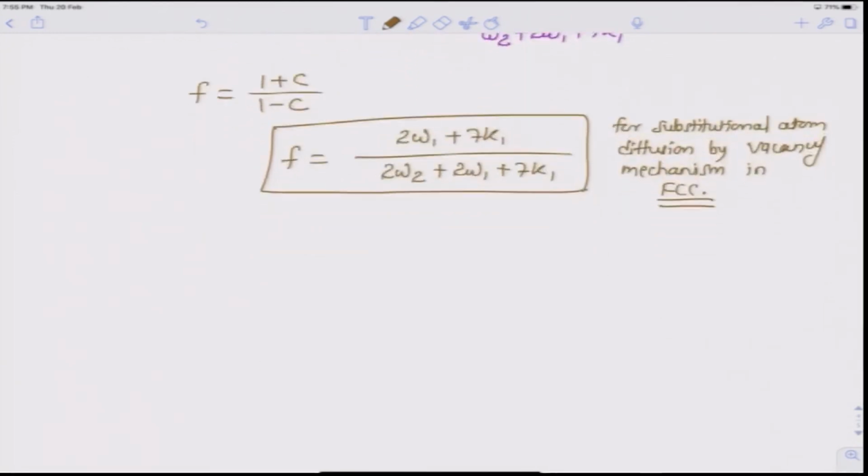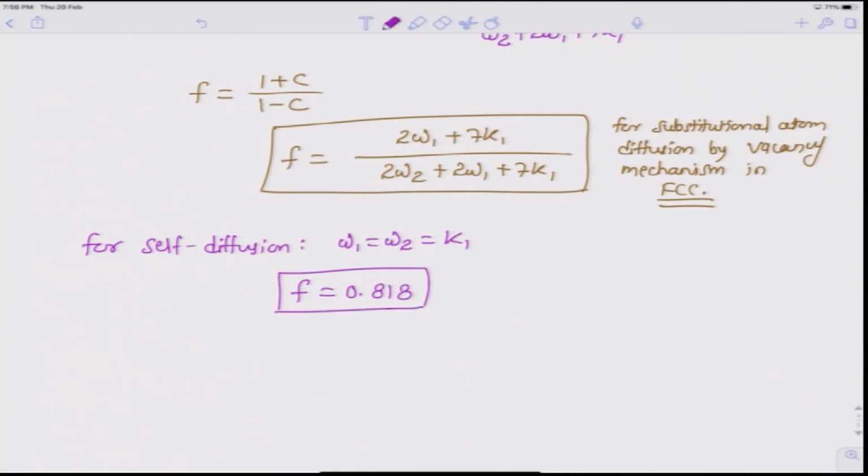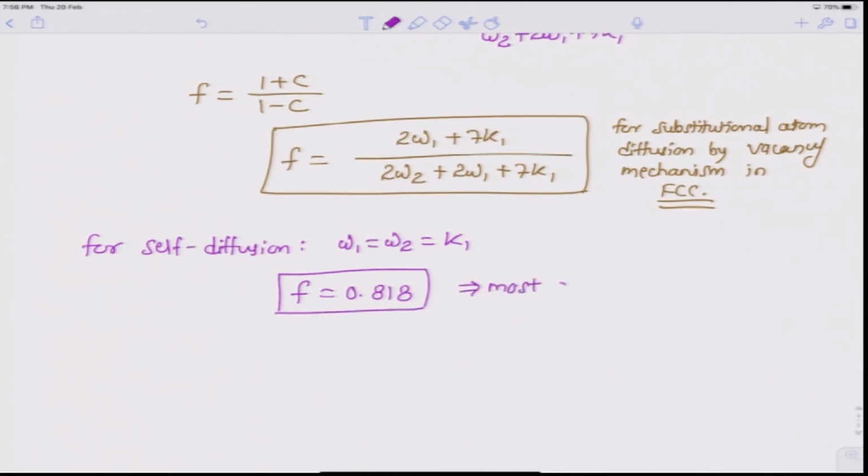Now, for self diffusion, this expression can be simplified, because for self diffusion there is no binding involved between the impurity and atom, and so all the jump frequencies of the vacancy should be the same, which means for self diffusion omega 1 equal to omega 2 equal to K1, and so if we substitute for this we get the value of f to be 0.818, which is very close to the most accurate determination of correlation factor in FCC, which is 0.78145.